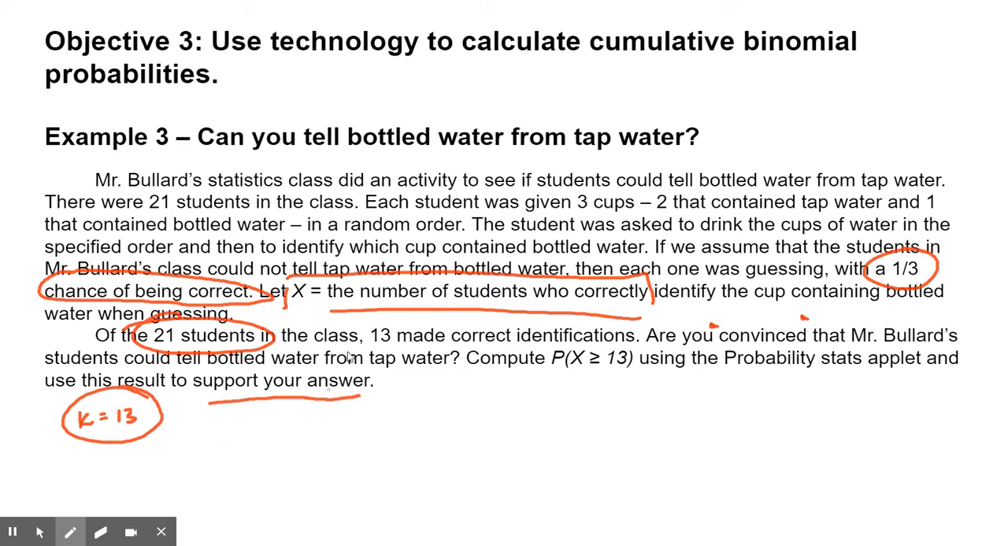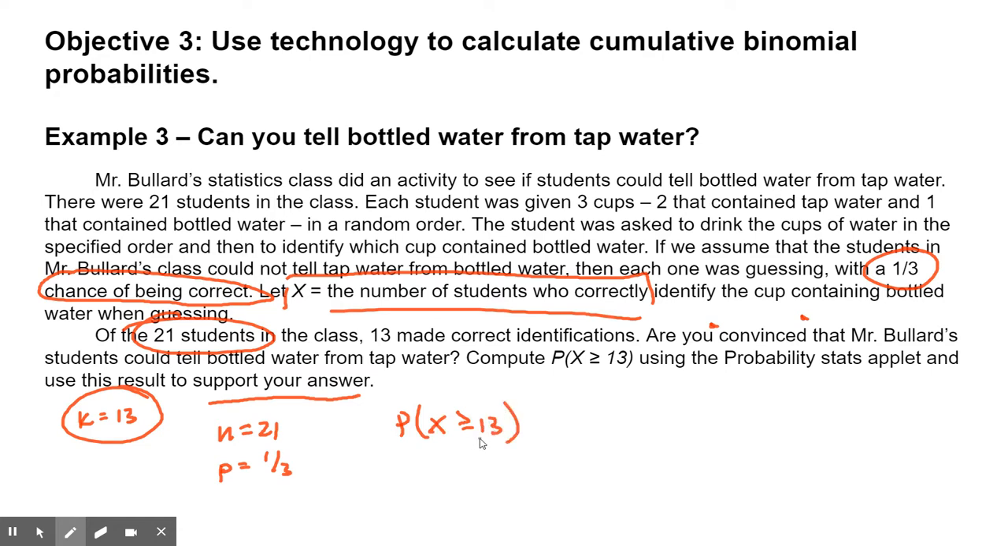So again, I think this is a binomial situation. You either guess correctly or you don't. Each student's guess is independent of the next one; no student affects another. The number of students is 21, and your probability of being correct is 1/3. We're going to use this to graph the distribution, and then calculate using the binomial probability stats app the probability of x being greater than or equal to 13.